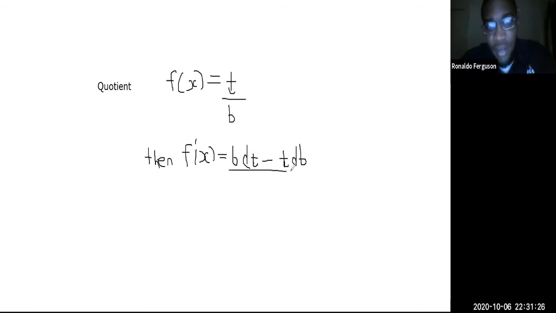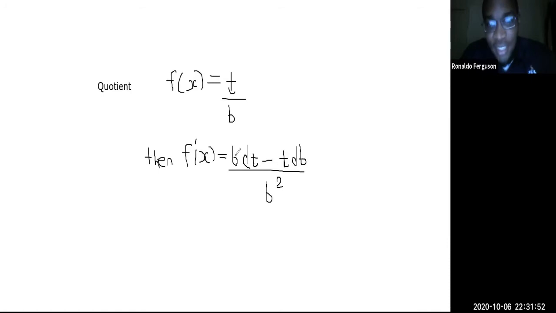Over b squared. I'm going to tell you why I use this formula, and why I use t and b instead of u and v. What I tell myself is, I always start with the bottom and I end with the bottom square. From that day, it never came out of my mind from way back in high school. So that is what I use to remember it. You start with the bottom and you end with the bottom square.